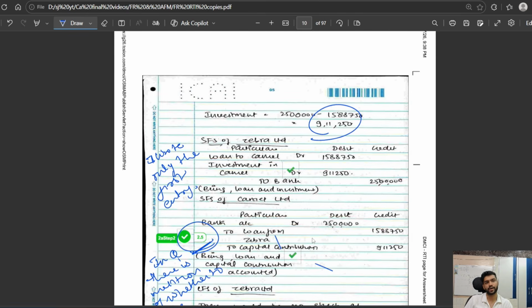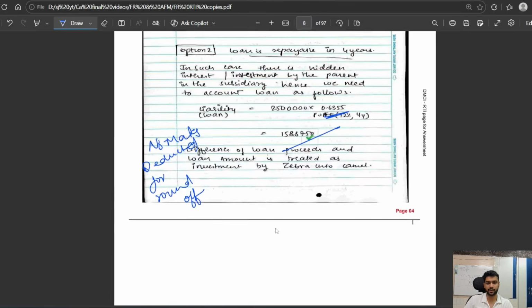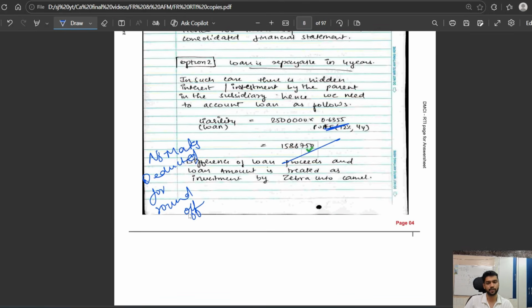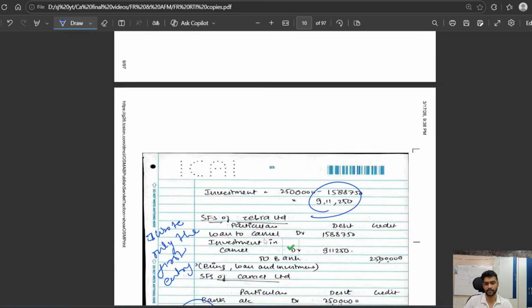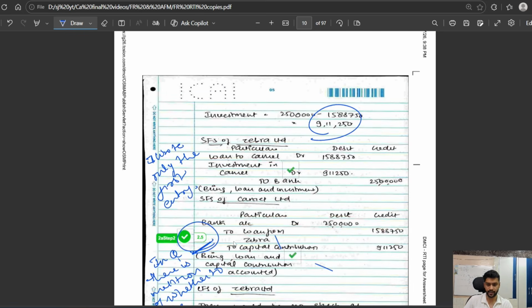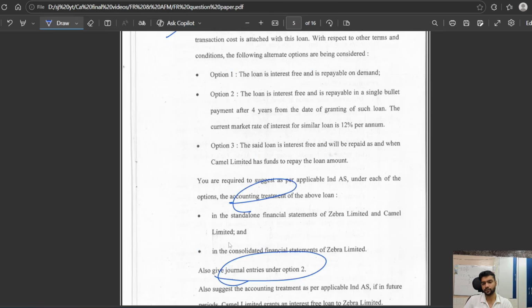Still ICAI gave me 2.5 marks in this. I will let you know where my marks got deducted, but for this calculation, ICAI did not cut my marks. So no marks were cut for rounding off. So in FR, you do not have to care about rounding off issues. It is recommended that you take 4 digits because ICAI might give another suggested answer and you might get lower marks.